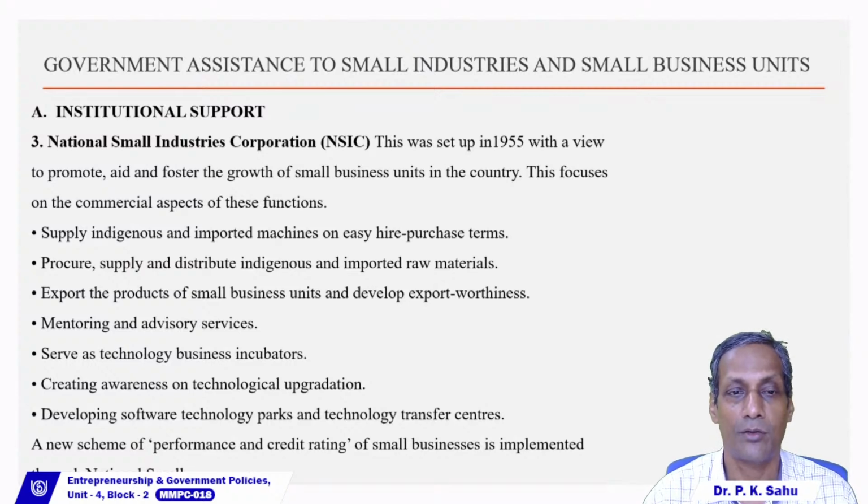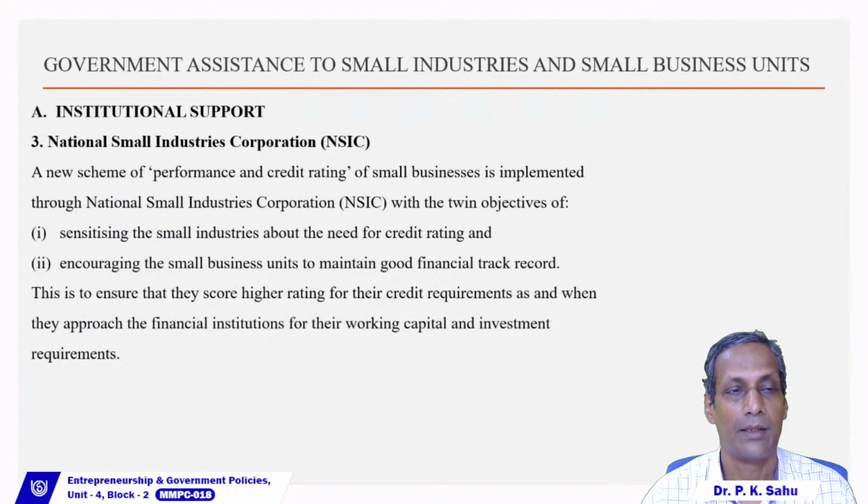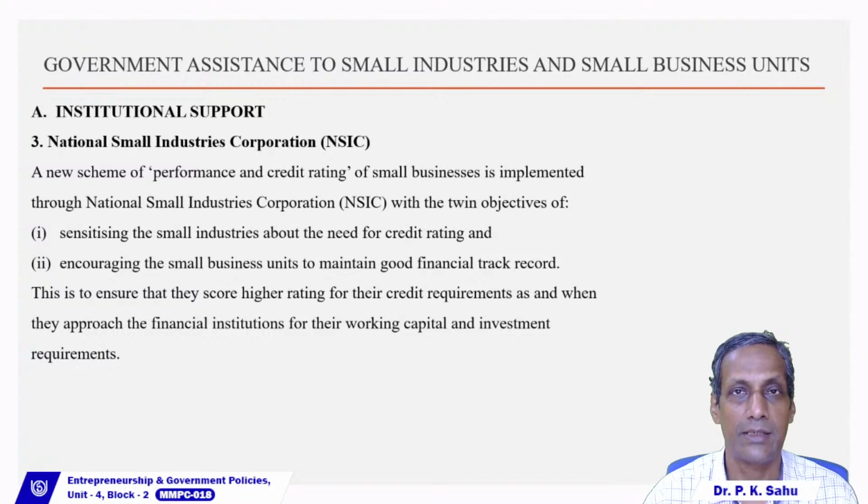A new scheme of performance and credit rating of small businesses is implemented through the National Small Industries Corporation, with basically two objectives. The first one is to sensitize the small industries about the need for credit rating, and the second is to encourage the small business units to maintain a good financial track record. This is to ensure that they score a higher rating for their credit requirements as and when they approach the financial institutions for their working capital and investment requirements.